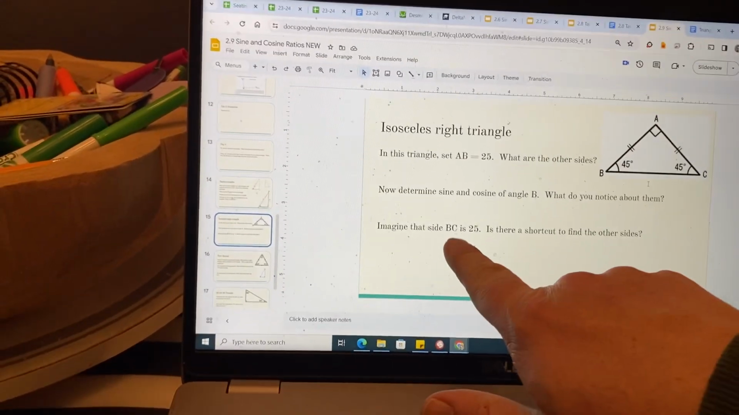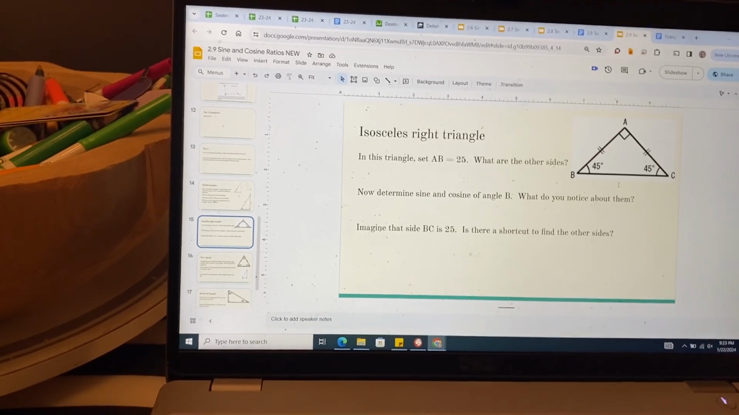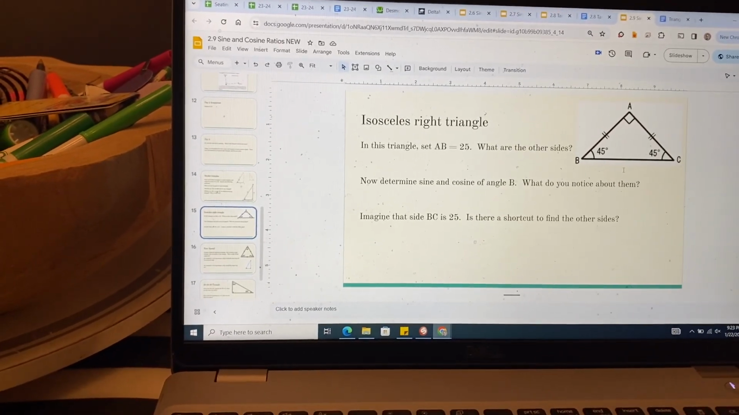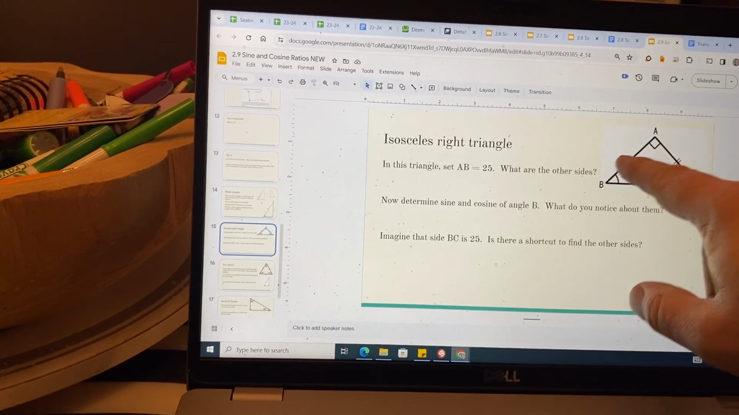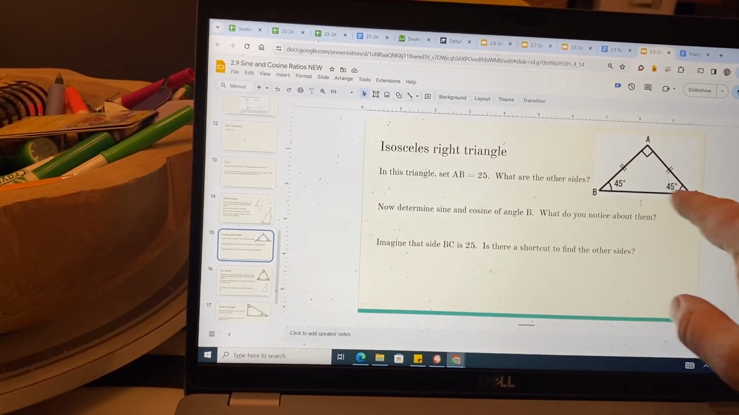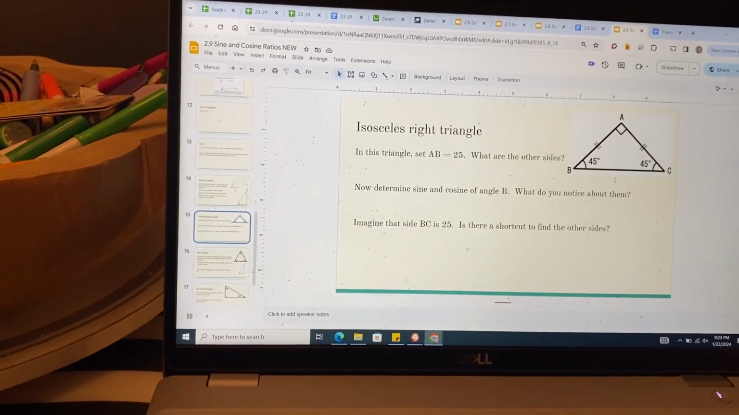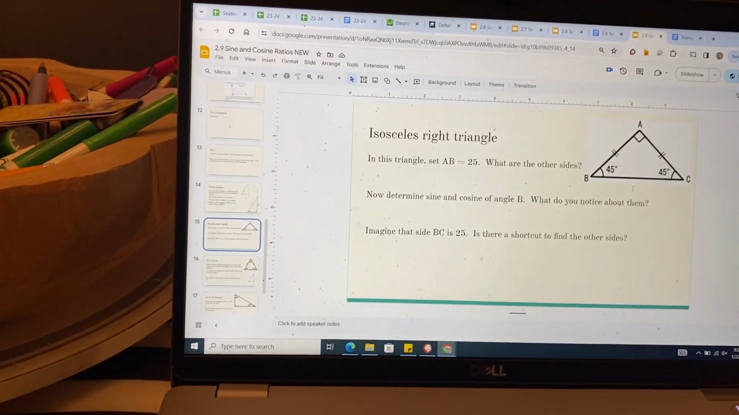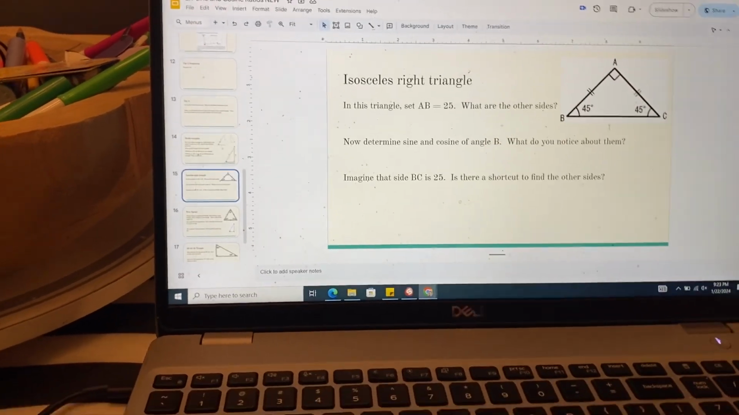Then it says, imagine that side BC, that's my hypotenuse, is 25. Is there a shortcut to find the other sides? Well, if all we have to do is take these times the square root of 2 to get the hypotenuse, then to get the other sides, we are going to divide by the square root of 2.